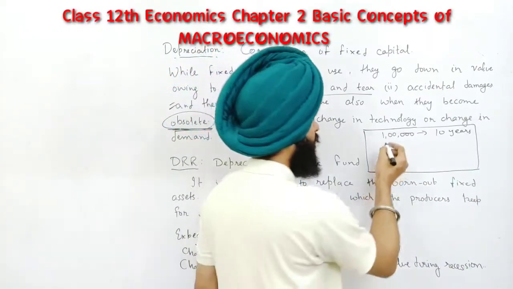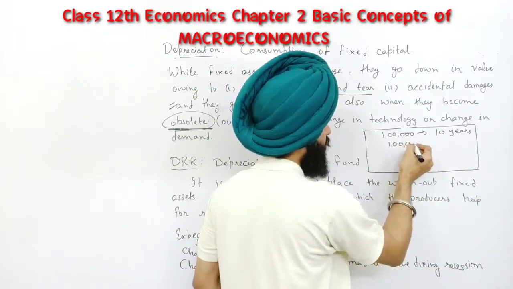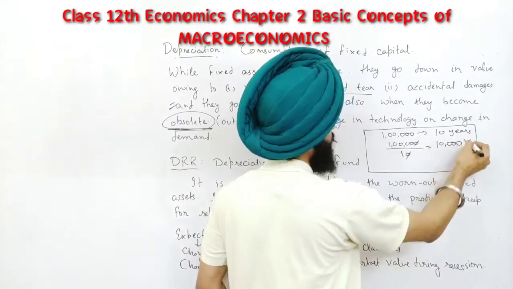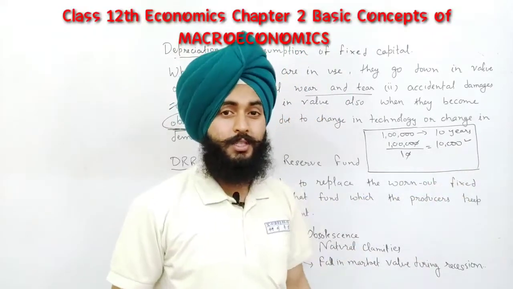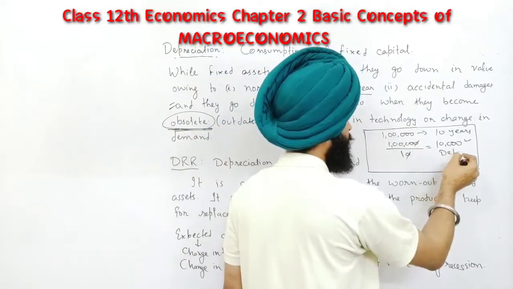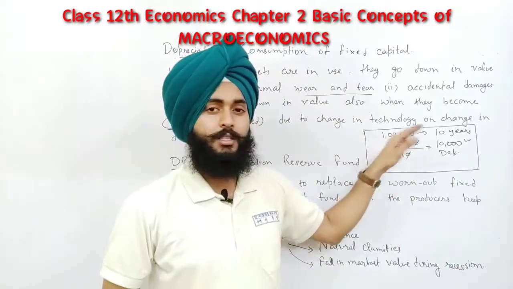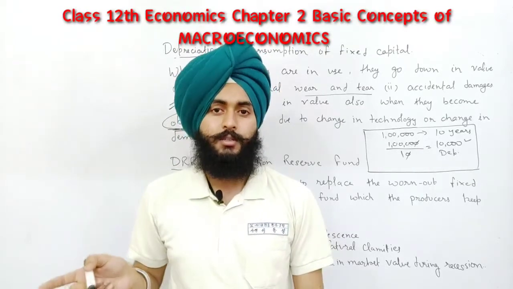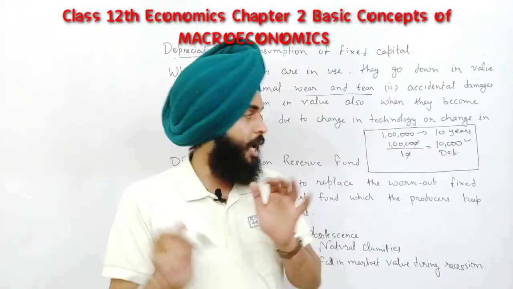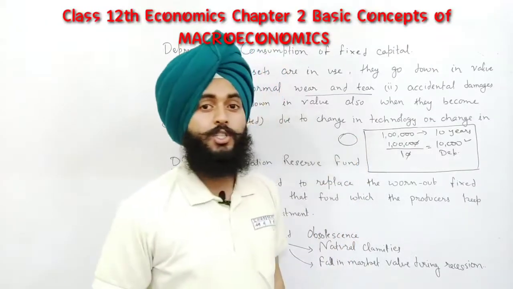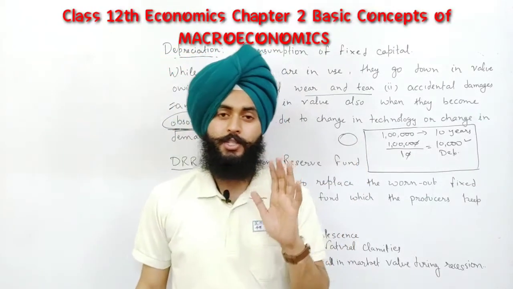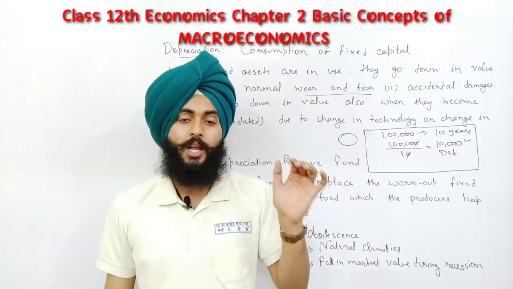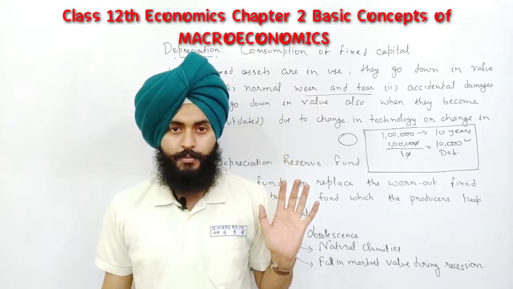So it means 1 lakh divided by 10. Har saal ka mera 10,000. This amount, you can say, is a depreciation amount. Har saal meri machinery mein se 10,000 kam hota jayega. And at the end of the 10 years, I will have the value of machinery zero. 10 saal machine chal gayi, I am satisfied. Now I can think that the value of this machinery is zero for me.